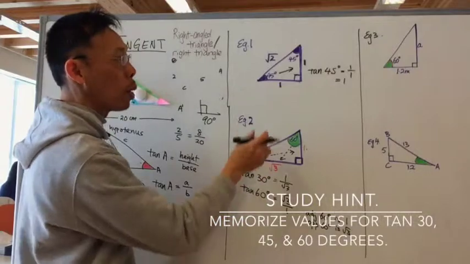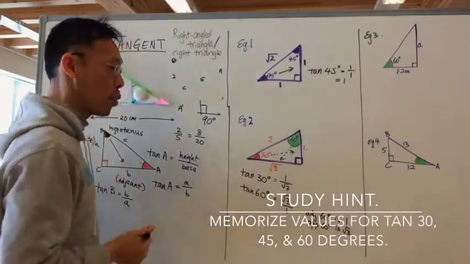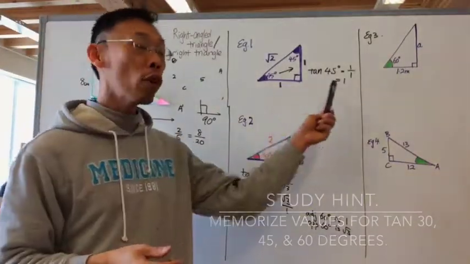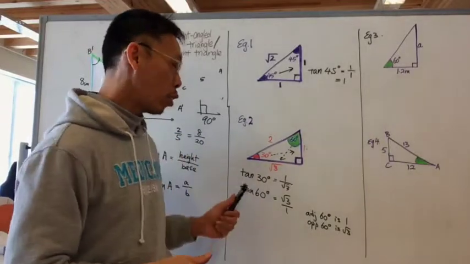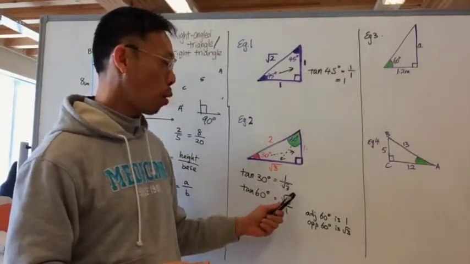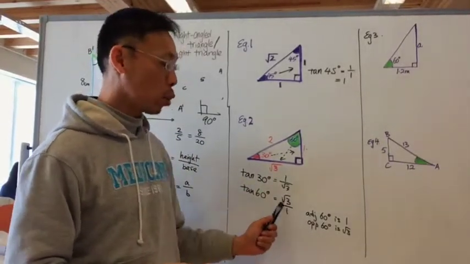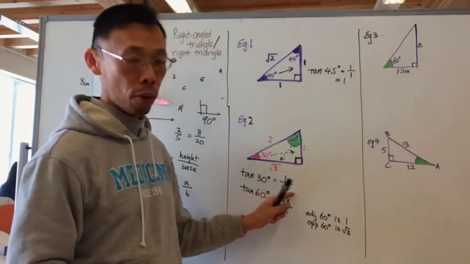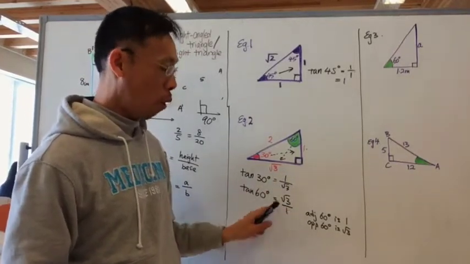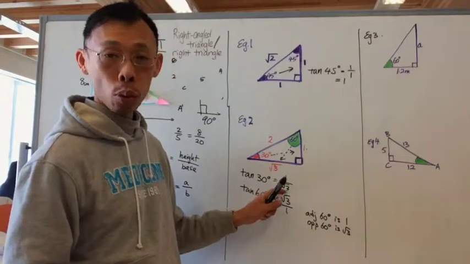And you might want to memorize these values here. They are very useful. So tangent 45 degree, 1. Tangent 30 degree, 1 over square root of 3. Tangent 60, square root of 3. And it involves square root of 3. So which one is larger? Well, obviously square root of 3 is larger than 1 over square root of 3.